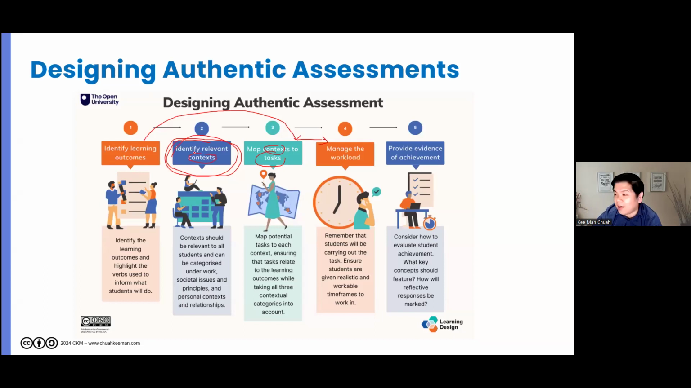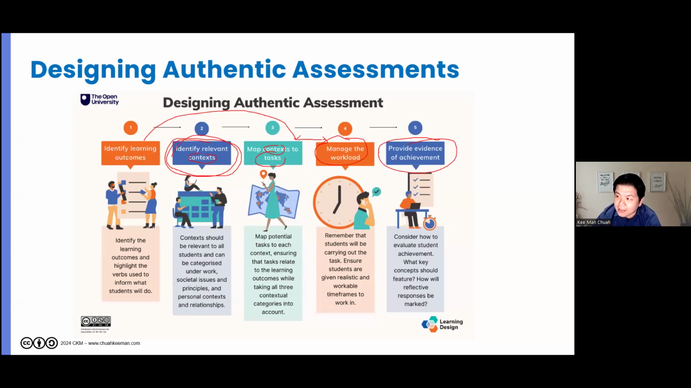So context can be your industry needs, societal issues, personal concept, whatever. It means you have to think about the context or the situation or the scenario first. Then you decide how you want to do it, right? So the mapping part. Then you have to decide the workload. You're going to go through a bit. And then how are you going to gather the evidence, right?